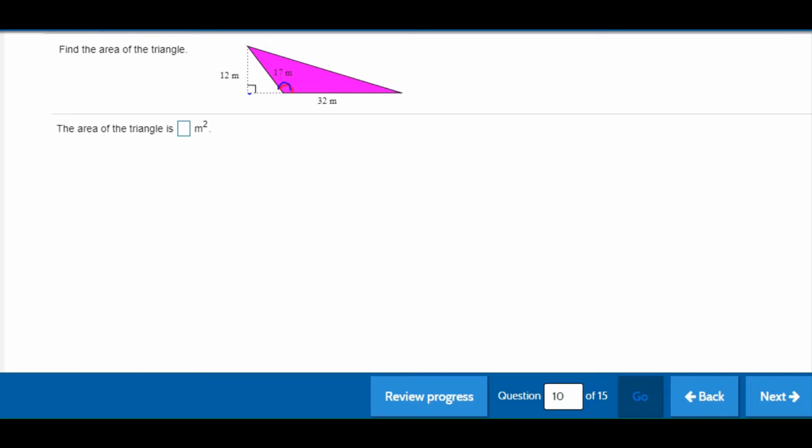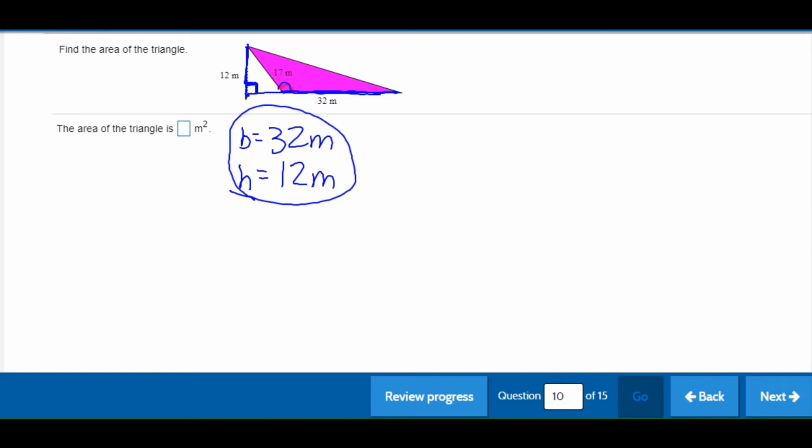So I need to identify my base and my height. So my base is going to be equivalent to 32 meters. And it doesn't matter which one you use, as long as your base and your height are perpendicular to each other. So if this is my base, 32 meters, and perpendicular to that is this 12 meters, I have to use 12 meters as my height and not 17, because I have to see where that 90-degree right angle is. It's connected to this 32, and that is connected to this 12. So I need to use these dimensions right here to find the area of my obtuse triangle.